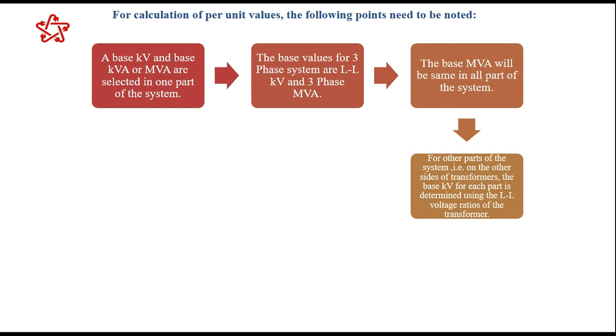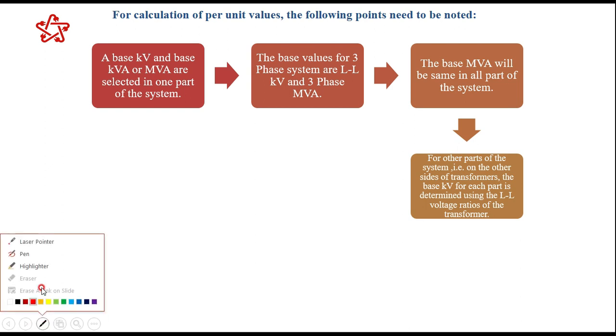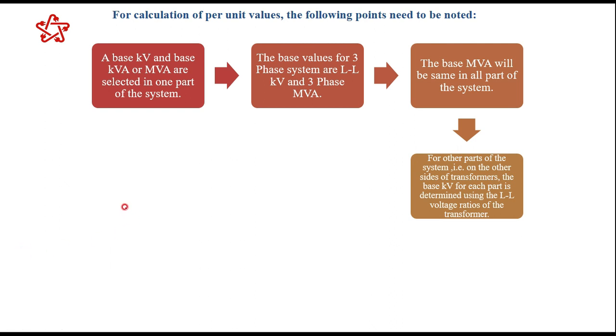For other parts of the system, that is on the other side of the transformer, the base kilovolts for each part is determined using the line to line voltage ratio of the transformer. Means, if you choose the base quantity in any one part of the circuit, the base kilovolts will be changed in the other parts of the circuit. I am demonstrating this here with a small example.